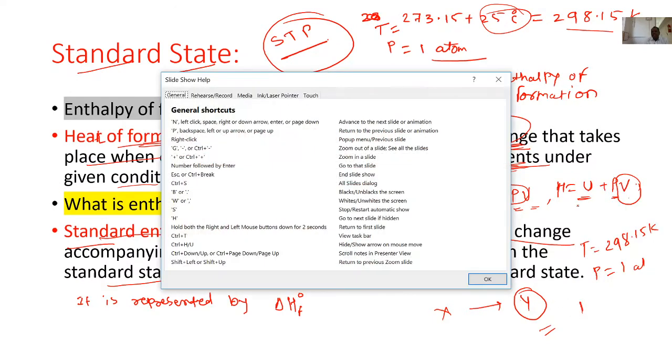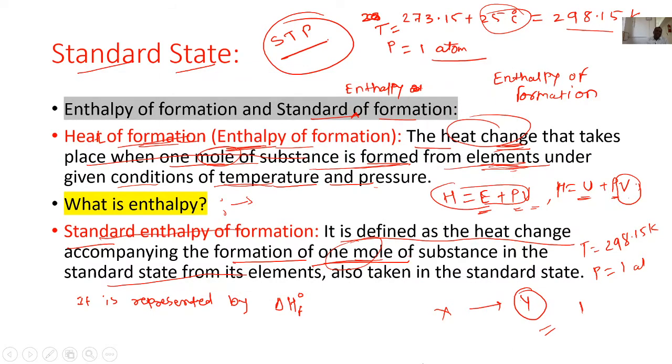Which standard state? Temperature is 298.15 K and the pressure is 1 atmosphere. That is called the standard enthalpy of formation. The enthalpy of formation at any given temperature and pressure is the enthalpy of formation at that temperature.